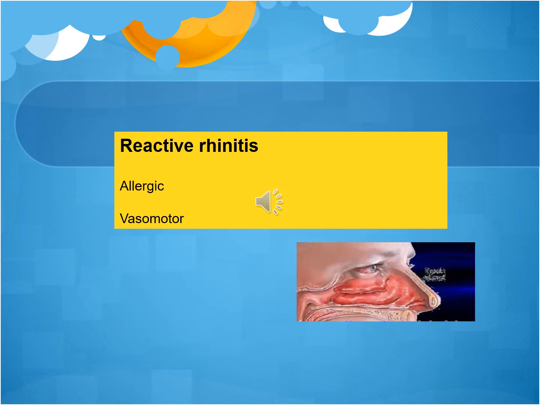Bismillahirrahmanirrahim. Today we will discuss reactive rhinitis and nasal polyps. Reactive rhinitis is a rhinitis without infection, just inflammation in the nasal mucous membrane without infective microorganism. It is divided into allergic and non-allergic or vasomotor reactive rhinitis.